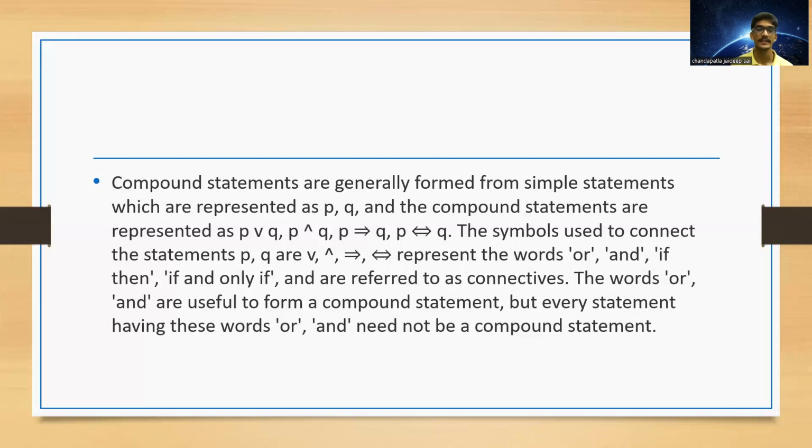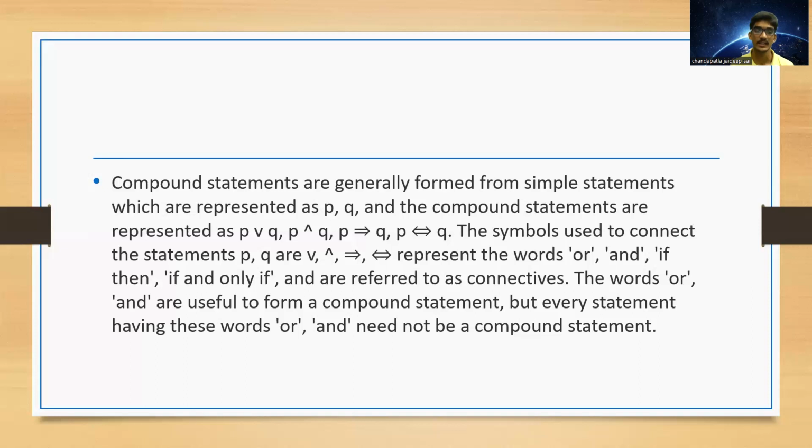The symbols used to connect the statements P, Q are or, and, implies, and if and only if, which represent the words or, and, if then, if and only if, and are referred to as connectives. So these symbols are called connectives, which means or, and, if then, and if and only if.